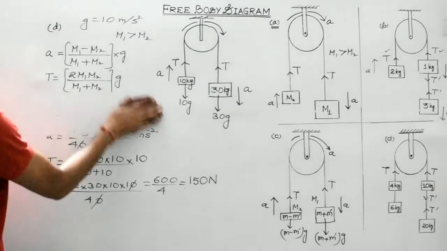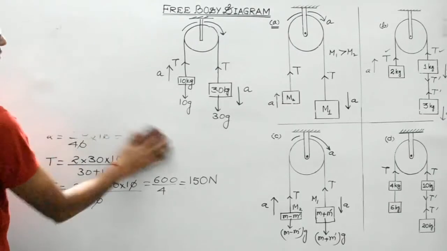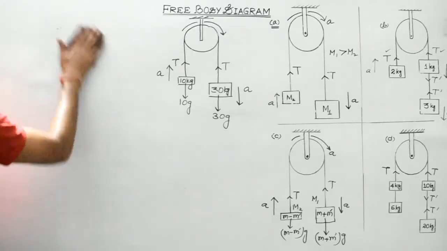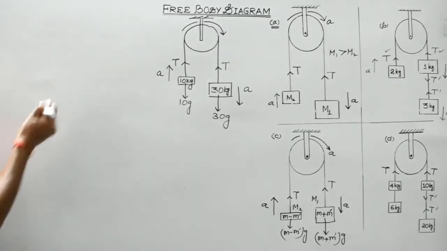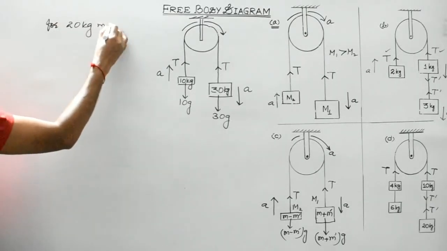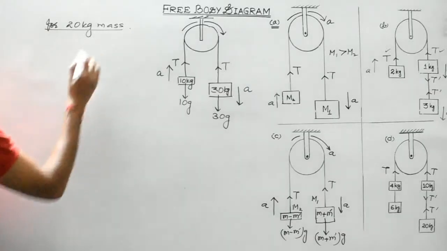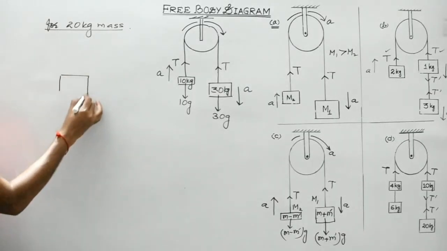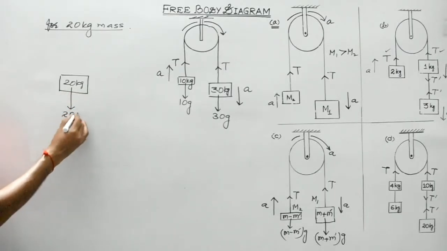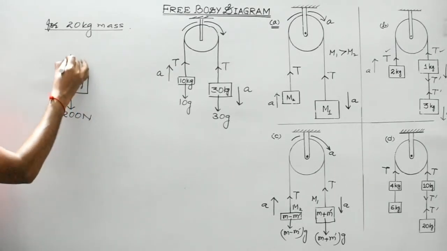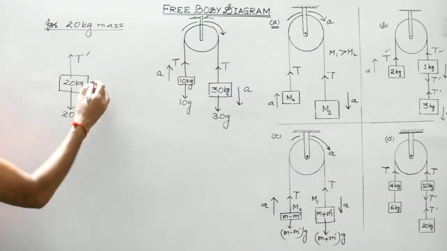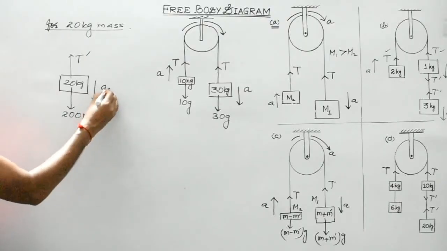Okay, what we'll do is, let us try to draw the free body diagram of the 20 kg mass. Okay, this is it. This is 20 kg. Force acting over here would be 200 Newton. This is the weight of this body. This tension is T dash, and it will be accelerated in the downward direction.